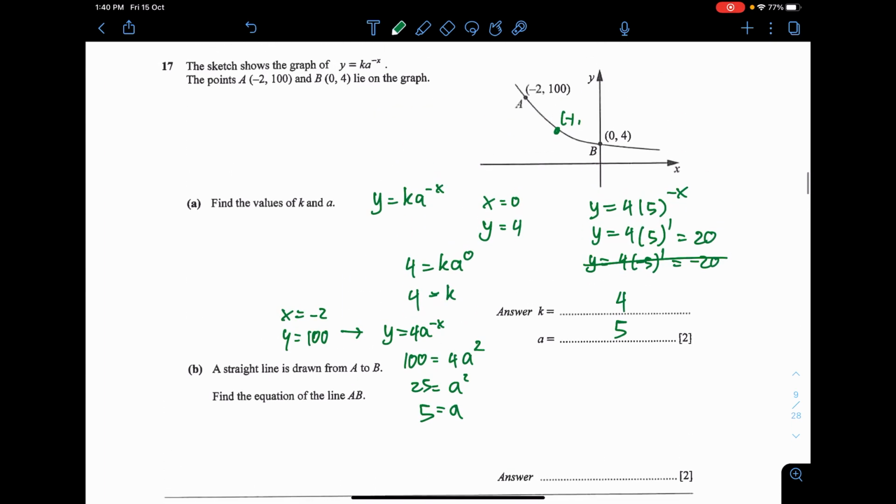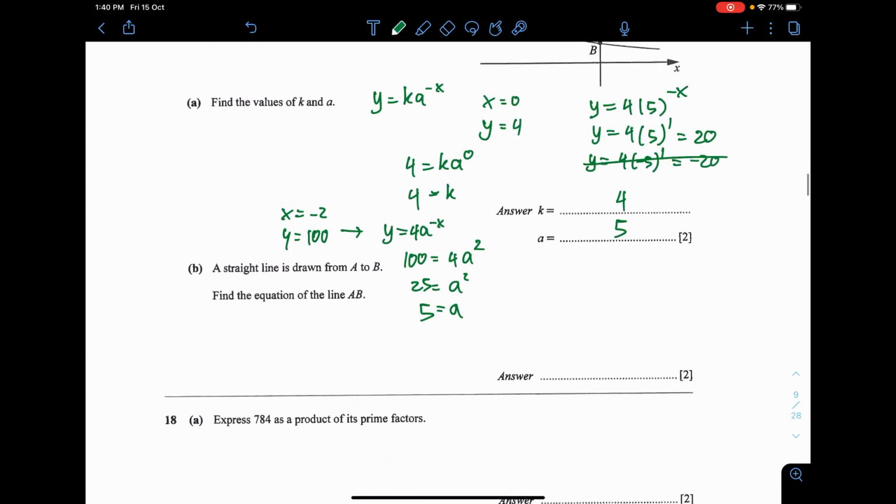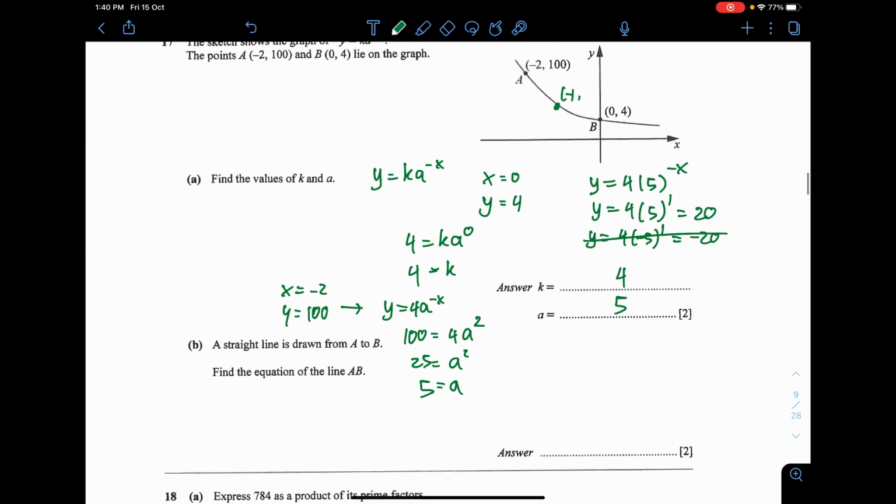A straight line is drawn from point A to point B. Find the equation of the line. Should be quite simple. The gradient is y1 minus y2 over x1 minus x2, so negative 48. Then this line passes through the y-axis at 4, so y equals negative 48x plus 4.